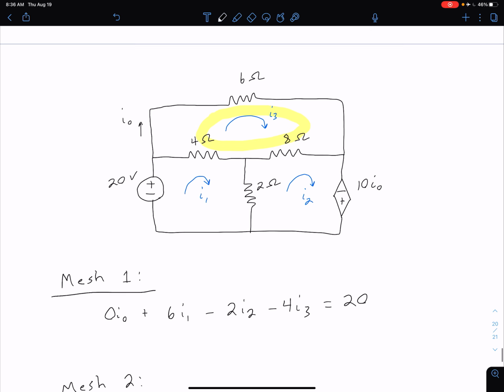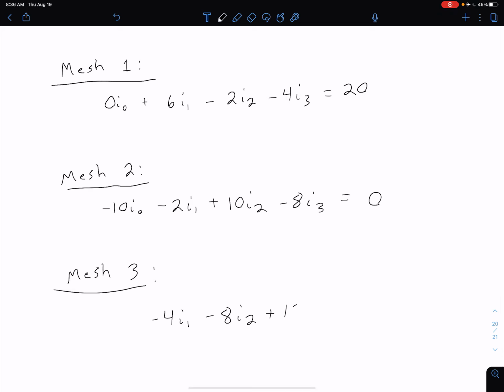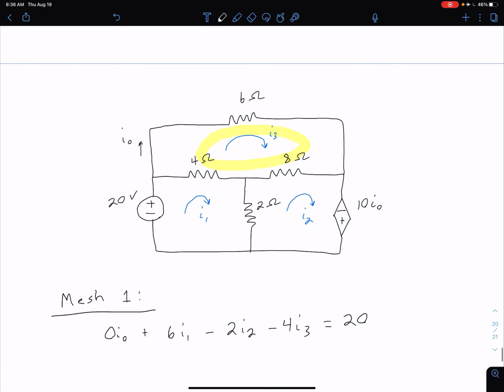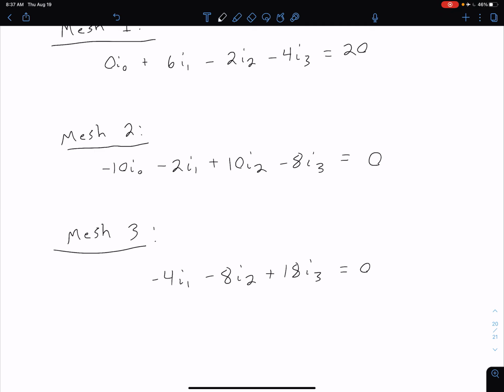And then finally for our I3, of course it's going through all 3 of those resistors, and because we're in mesh 3, the I3 term should be positive, so 6 plus 4 plus 8 gives us 18. So we're going to have plus 18 I3. And we had no voltages, so that's equal to 0. We did not need to incorporate that I naught, we'll get to that in a second, but we still want to include it in the equation, so we're going to do a similar thing as what we did up here for our mesh 1 equation, and we can say 0 I naught. So we just added it in for completeness there.